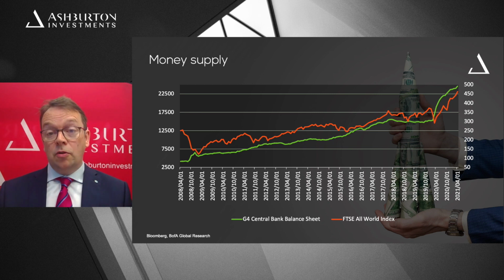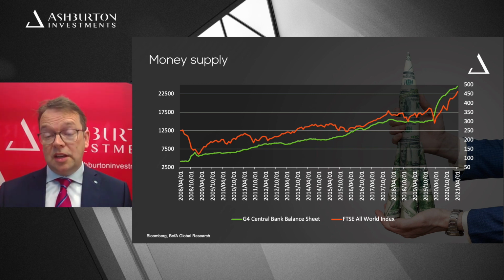Here we can see on the green line the combined balance sheets of the US central bank, the European central bank, Japanese, and the Bank of England central bank. So the four major central banks in the world. And you can see that that balance sheet increased what now looks like slightly during the global financial crisis, and then the huge increase that we've seen during the global pandemic.